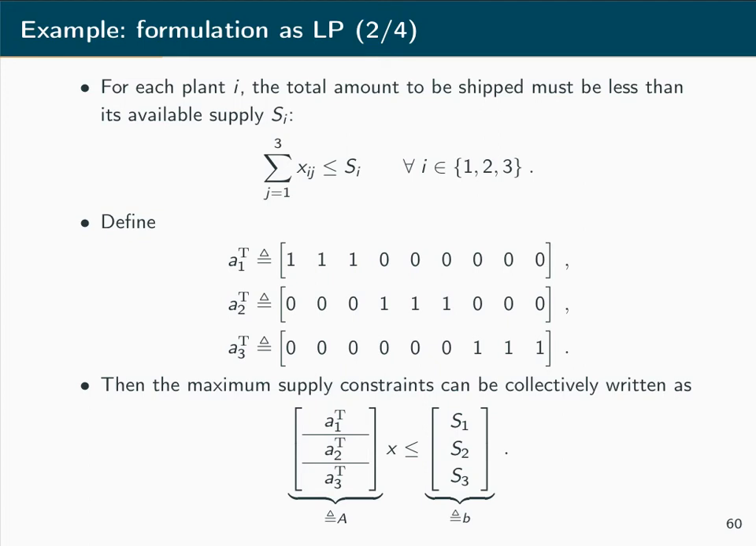And since these three inequalities must hold simultaneously, we stack them up into vector inequalities, where the matrix A consists of the three vectors a_1, a_2, and a_3 stacked up as rows of the matrix A, and the right-hand side b consists of the three available supply quantities s_1, s_2, and s_3.